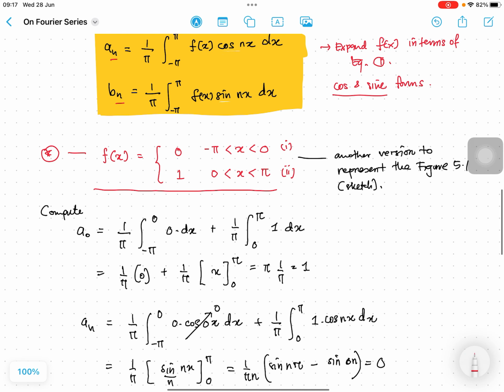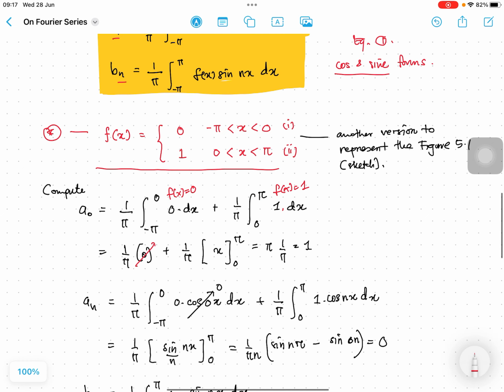Now let's move on to compute a naught. Your a naught is 1 over pi times the integral, where f(x) equals 0 for one part and f(x) equals 1 for the other. The first is easy, it gives you 0, and then you just integrate 1 from 0 to pi, so pi over pi, so your a naught equals 1.